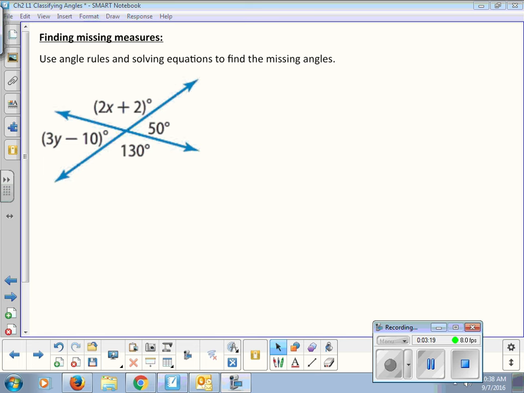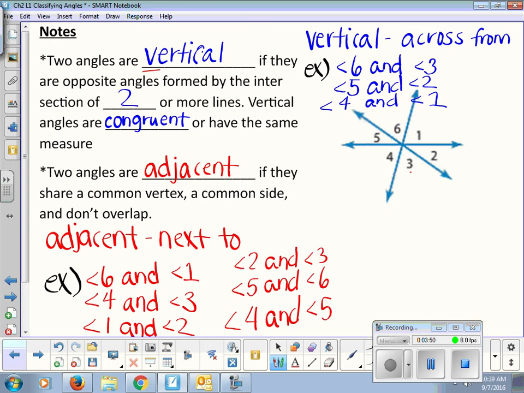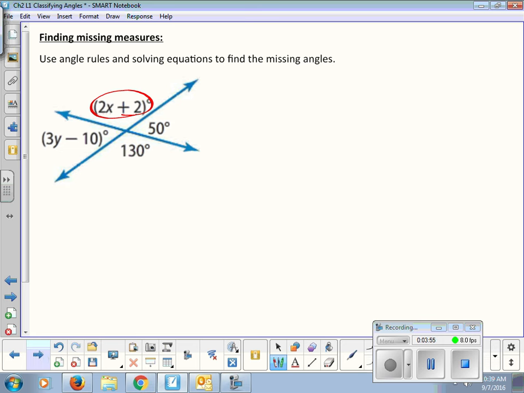Okay, so when we look at this first example, we want to find missing angle measures. Use angle rules and solving equations to find the missing angles. What is one of the unknowns that we have in this example? X. So we have that with 2x plus 2. What can we use to solve for x? If we're using our new vocabulary word, vertical angles are congruent. So when they're across from each other, they are equal. What is vertical of 2x plus 2?